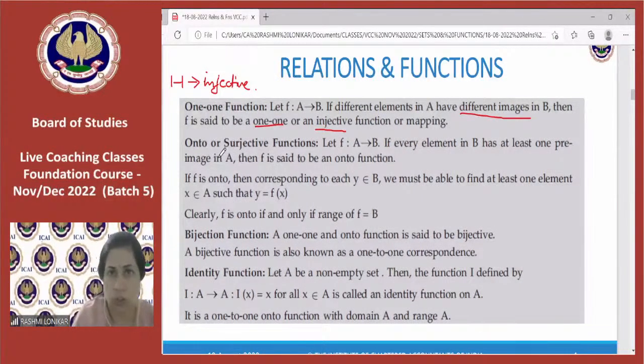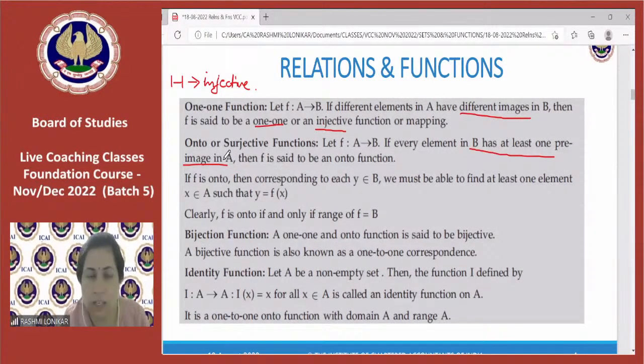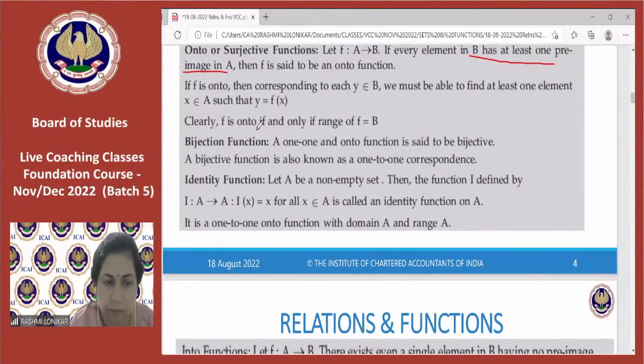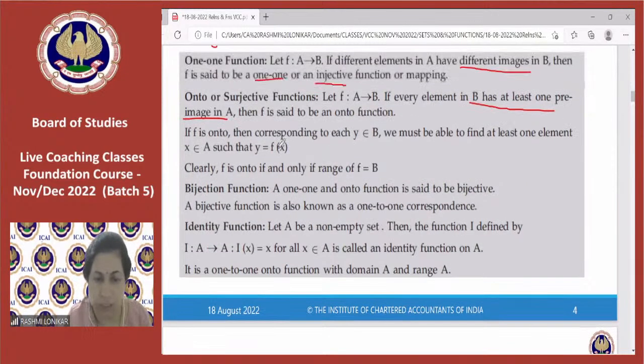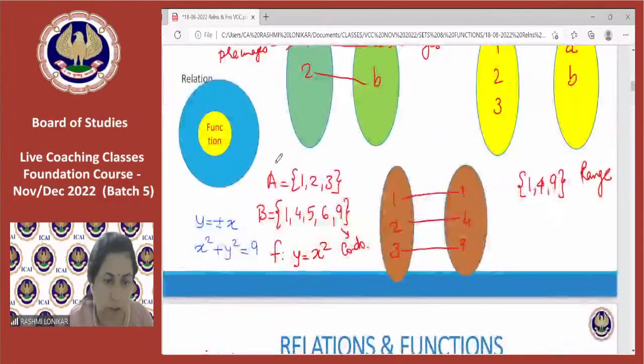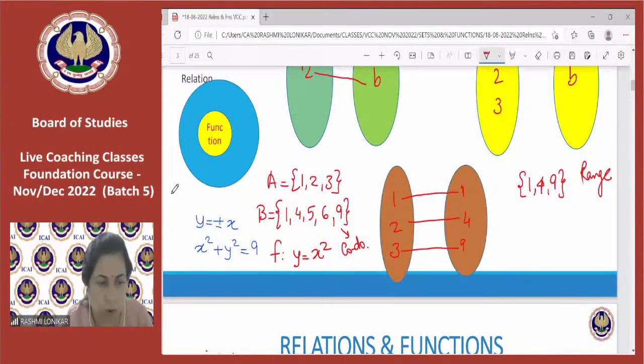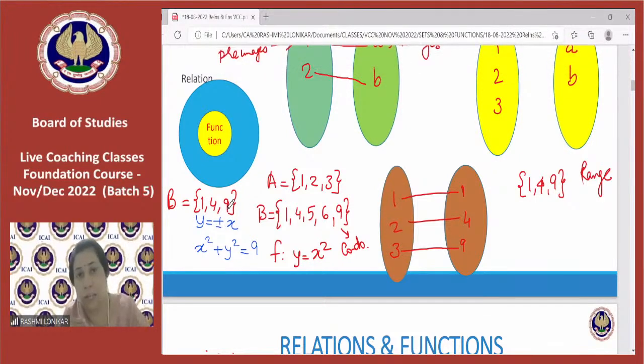Now, onto, which is also called surjective, what does it mean? Every element of B has at least one pre-image in A, then we say it is an onto function. And when it is onto, then the range is equal to the set B. So suppose, instead of B having 1, 4, 5, 6, 9, my B was 1, 4, 9, then I say that it is an onto function because every element of B has a pre-image in A.